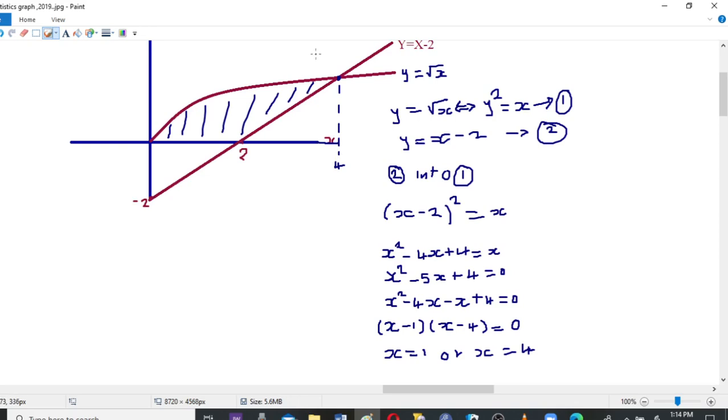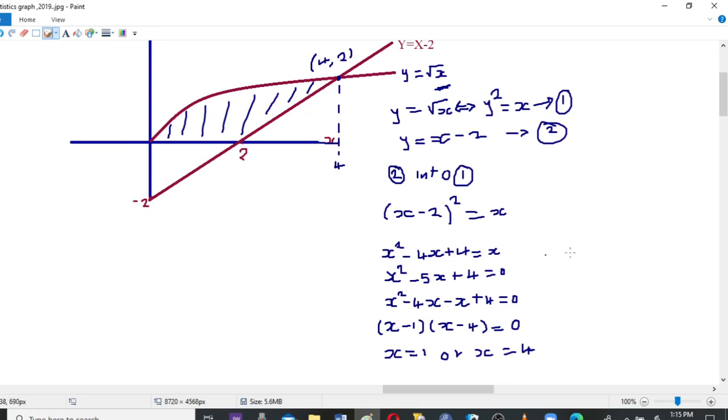So if x is equal to 4, substituting back into the equation y is equal to the square root of x, you are going to get 2, that is the square root of 4. That will give you 2. So we are getting (4, 2) as the point of intersection for these two graphs.